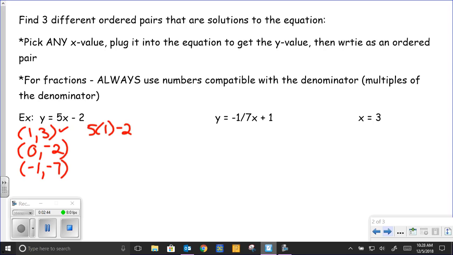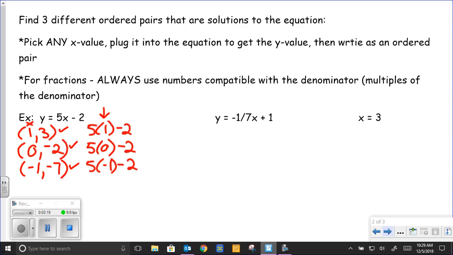We'll do the next one. We have 5 times 0 minus 2. That means 0 minus 2, which is -2, so this one also checks out because the y does equal -2. Then we have 5 times -1 minus 2. And again, all I did was plug in these x values right there. That's all I've done. So 5 times -1, that's a -5. -5 minus 2 does give me -7. So these all check out. These ordered pairs do check out.